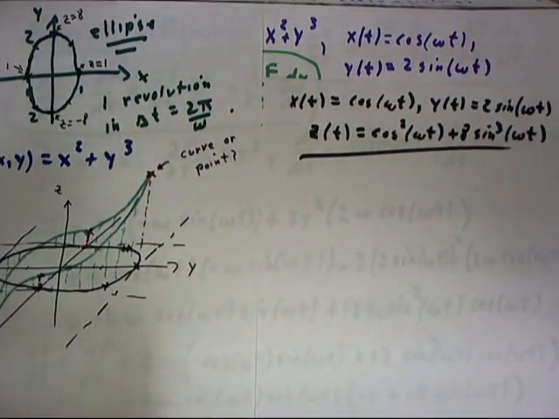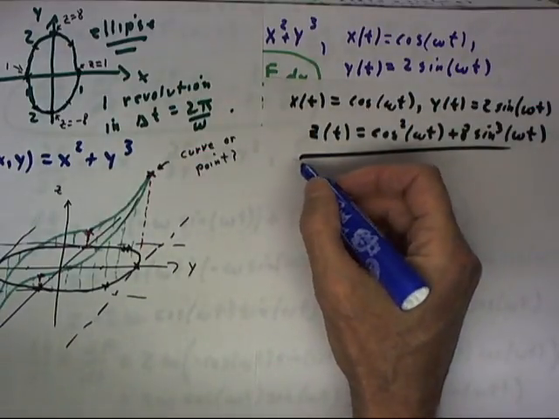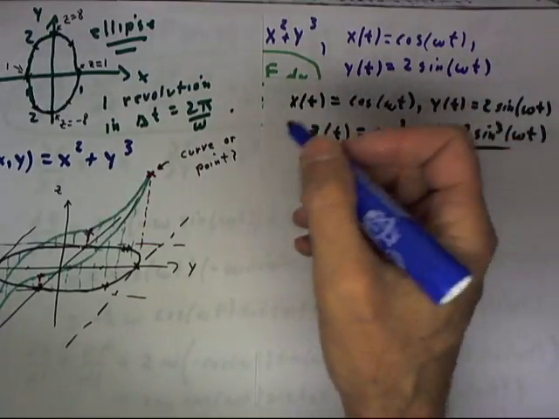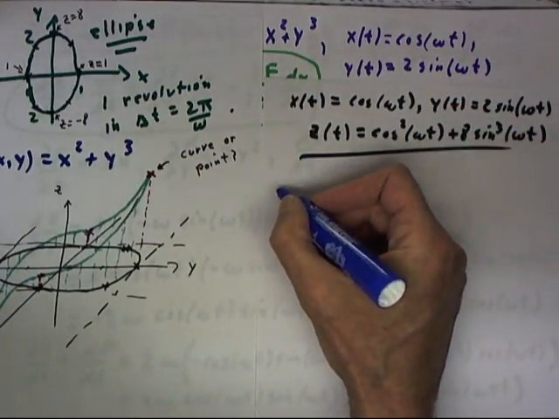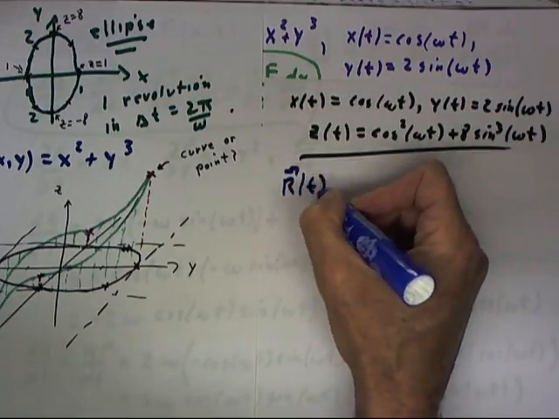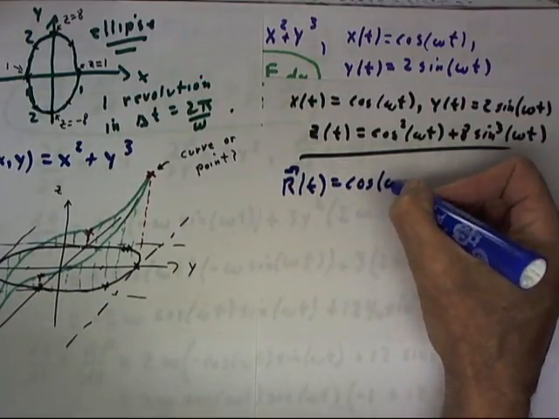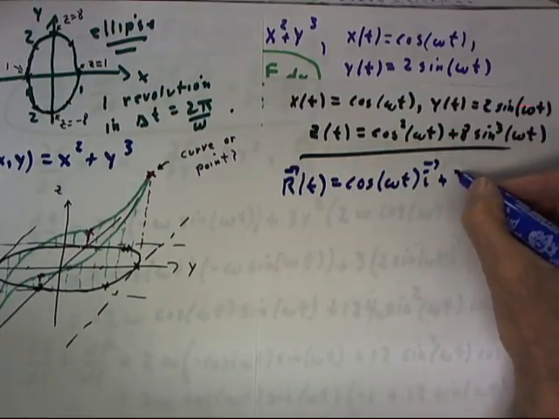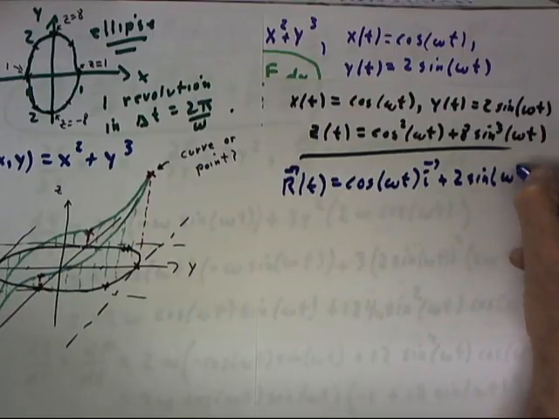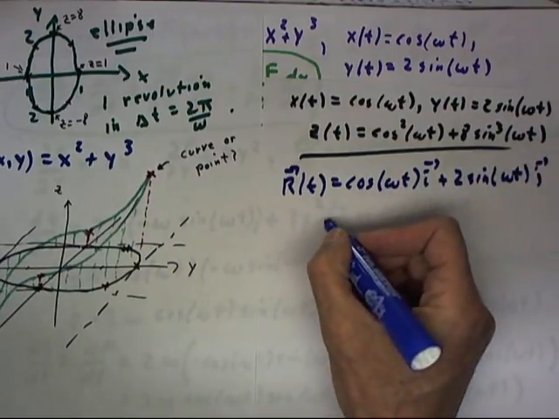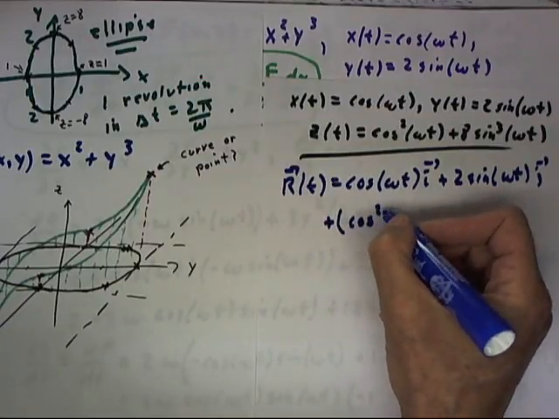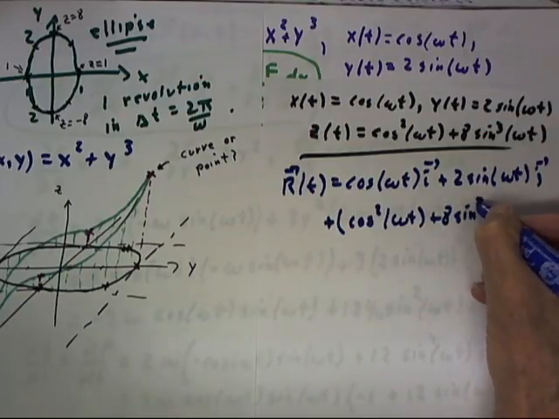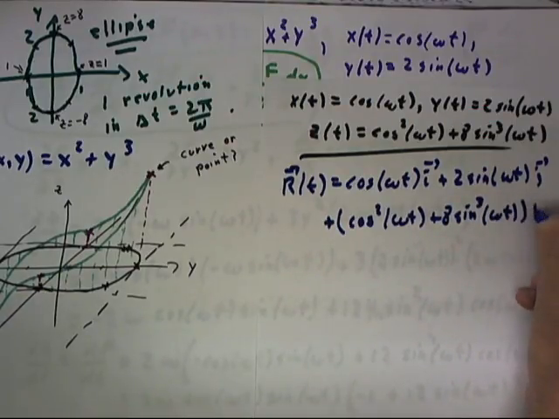The desperate measure here is that I want to calculate the curvature of this thing. Now you probably have an inkling of what's coming. I'm going to let r of t then equal cosine of omega t i plus 2 sine of omega t j plus cosine squared of omega t plus 8 sine cubed of omega t times k.